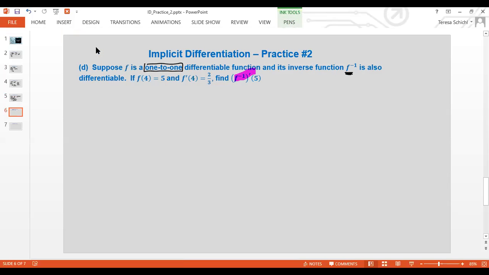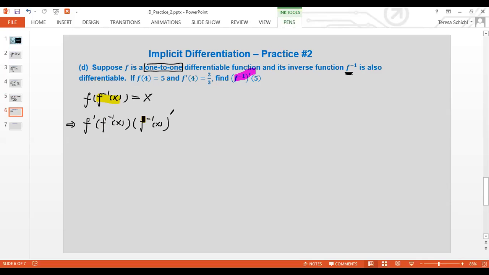Now let's take a look. Remember f inverse and f. If you put these two together, just like in the review, f and f inverse cancel, so it's just x itself. Now let's take the derivative. The derivative of the left-hand side is f prime of f inverse of x. Don't forget, I have this function inside, so I need to use the chain rule, times the derivative of f inverse of x.